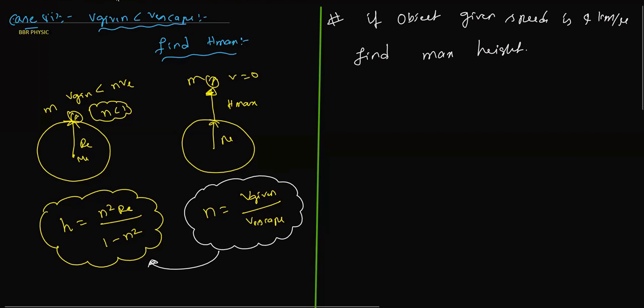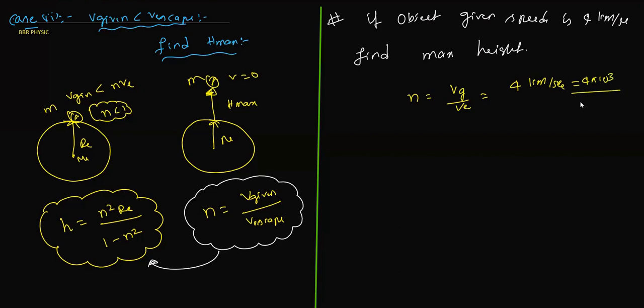First we need to check the n value. n equals Vg by Ve. Vg value given is 4 kilometers per second, which means 4 into 10 raised to 3 meters per second, divided by the escape speed, which we know is 8 root 2 into 10 raised to 3 meters per second. This will get cancelled. 4 ones are 4, 4 twos are 8. So 1 by 2 root 2. Therefore n equals 1 by 2 root 2. But in the formula we have to substitute n square, so squaring it will become easy.